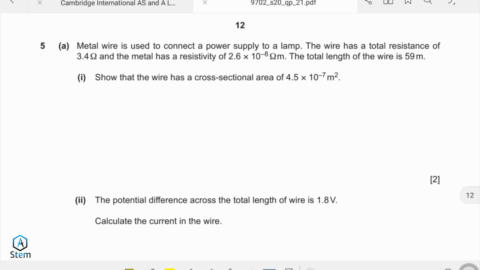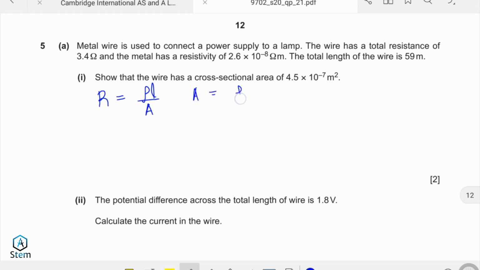Okay, let's go to question number 5. A metal wire is used to connect a power supply to a lamp. The wire has a total resistance of that value. Resistivity is given and the length of the wire is also given. Show that the wire has a cross-sectional area of that value. We are going to use the equation R is equal to rho L over area. R is the resistance of the wire, rho is the resistivity, L is the length of the wire, and A is the area.